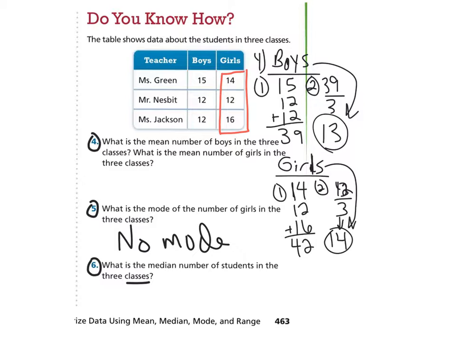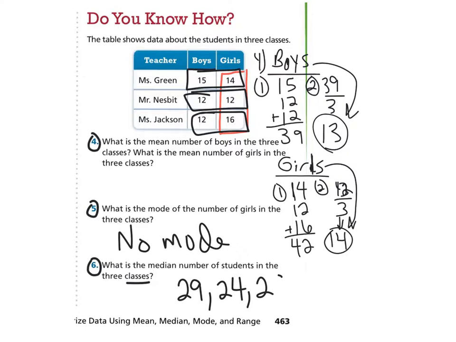Number 6, they want the median number of students in the 3 classes. I emphasize the word classes here. What we're going to do is actually total the numbers up for each class. So Miss Green's class has a total of 29 students. Mr. Nesbitt has 24 students, and Miss Jackson has a total of 28 students.